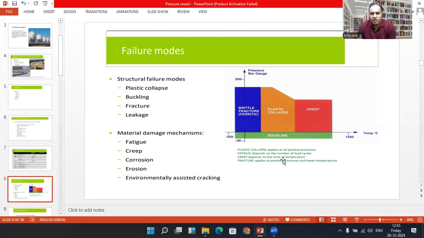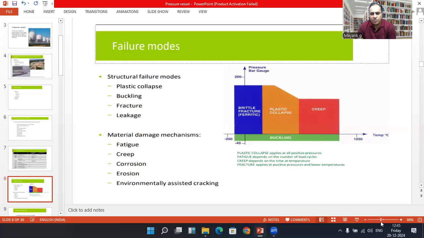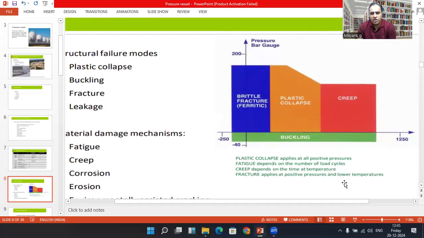I've written a brief description about these kinds of failure modes. The failure mode applies to all positive pressures. Then fatigue depends upon the number of load cycles. Creep depends upon time or temperature, and fracture applies to all the positive pressure and the lower pressure vessels. We shall be covering more in detail about all these.